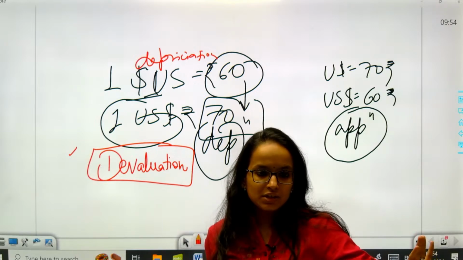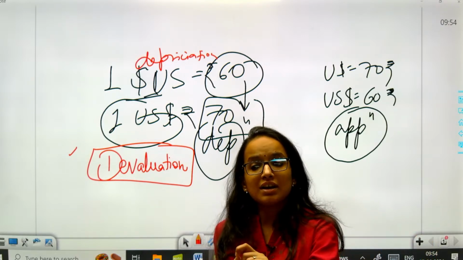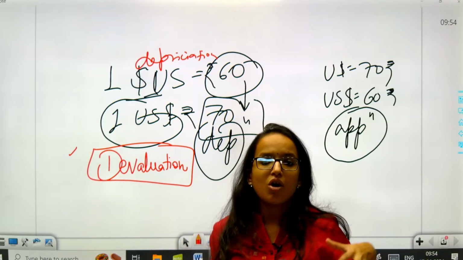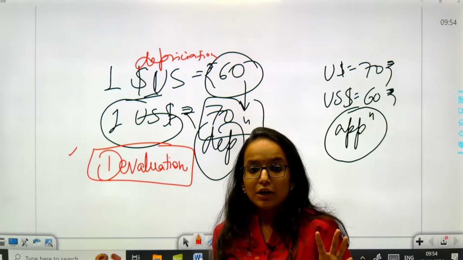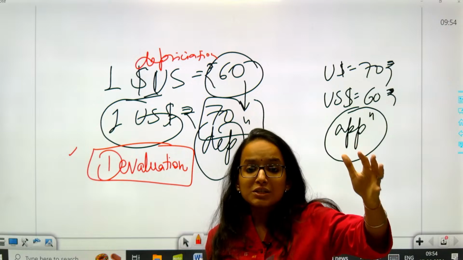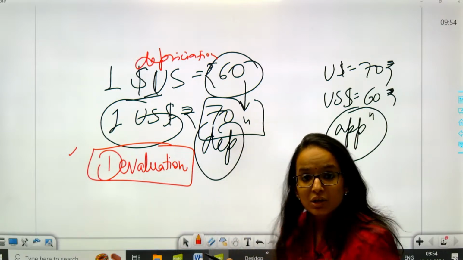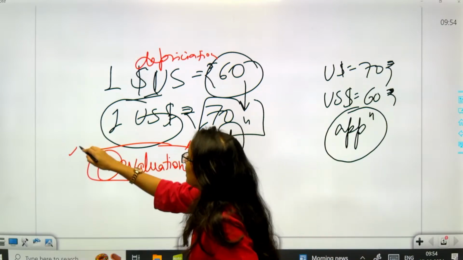it is called depreciation. But when depreciation is done deliberately by your government or by the RBI, through managed floating and similar activities, to boost exports and to support your exporters, that is known as devaluation. Remember, that is known as devaluation.